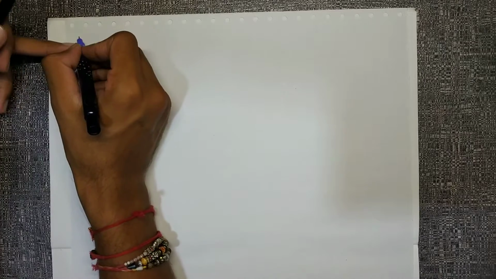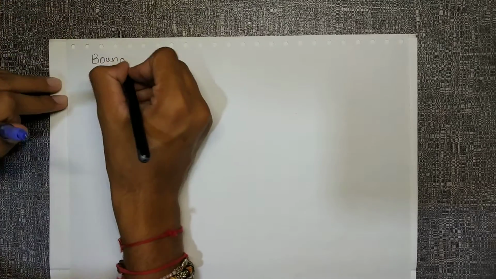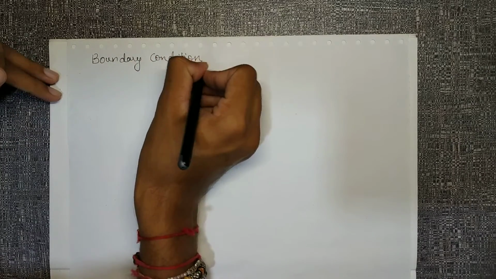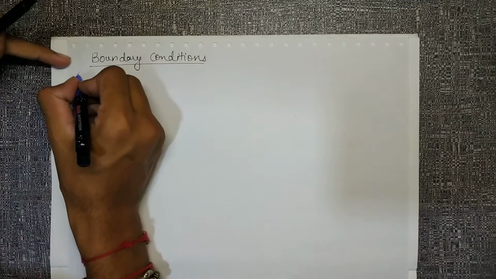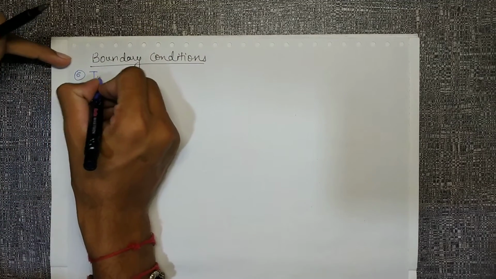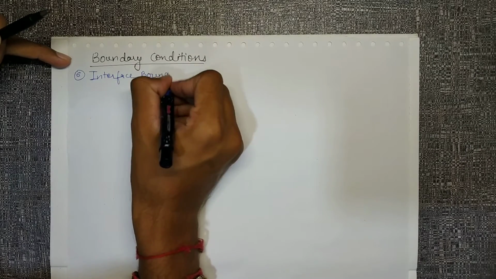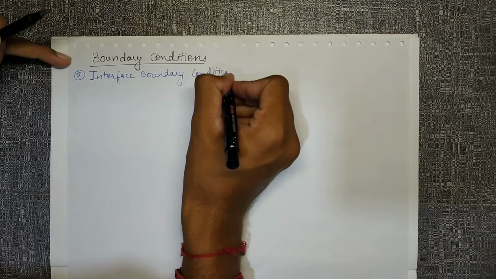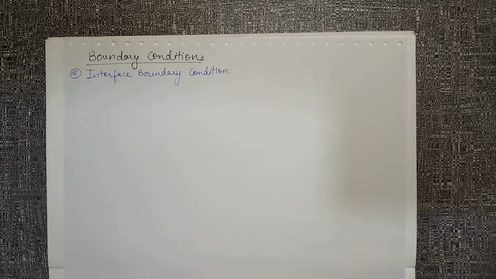So I'll write the topic as boundary conditions, and this is the sixth boundary condition, which is called interface boundary condition. So what does this mean? It means an interesting thing.